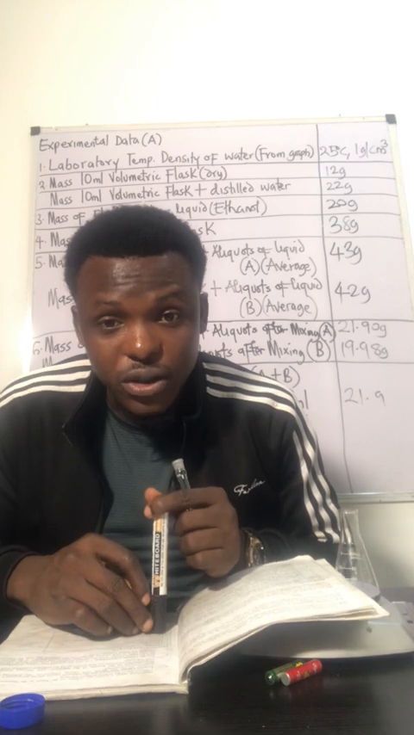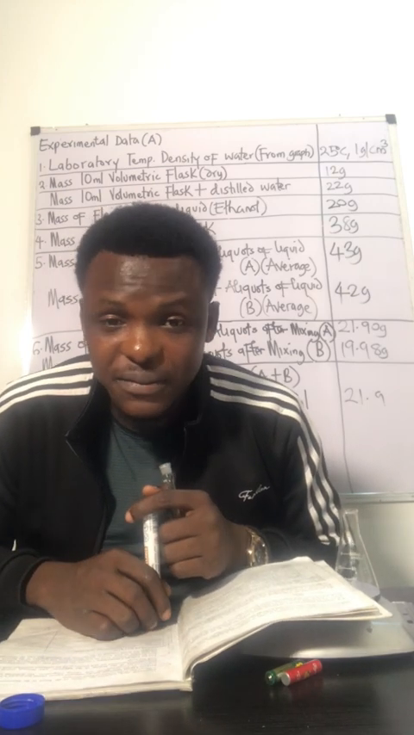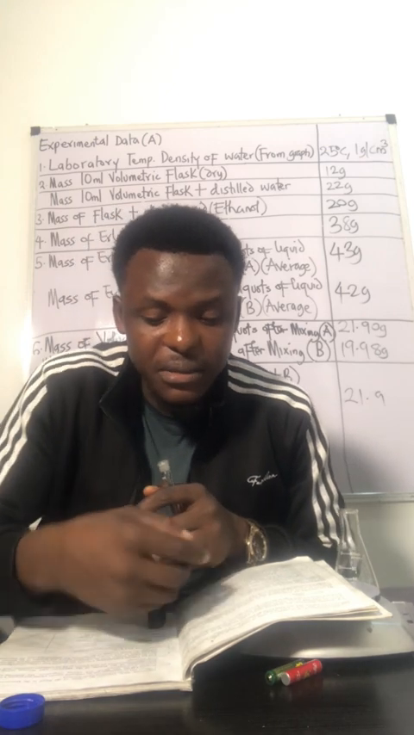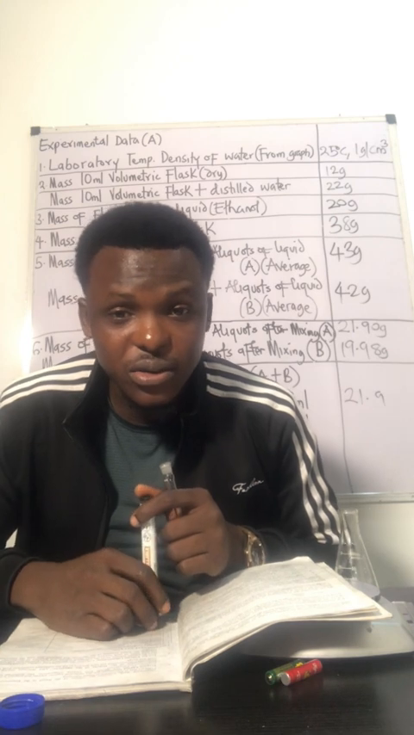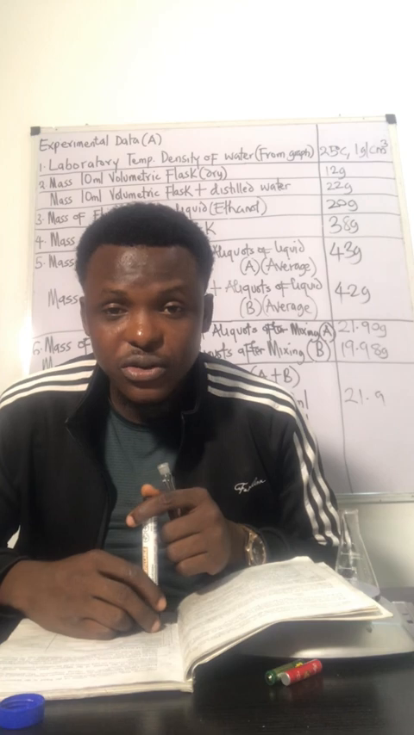Sample calculations. Now the next experiment is experiment 7. Class, that experiment is very, very simple. I don't want to spend time explaining the procedures. It's basically titration, and titration is very, very simple. However, the calculations, I already dropped on the WhatsApp group.